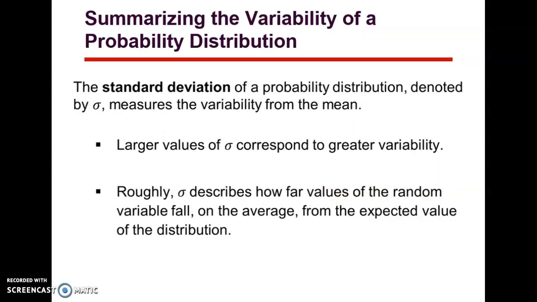So to summarize the variability, the standard deviation, denoted by sigma, measures the variability from the mean. We actually haven't given the formula, so don't worry about that. The larger the sigma value is, the larger the variability is. It basically describes how far values of the random variable fall, on average, from the expected value of the distribution.